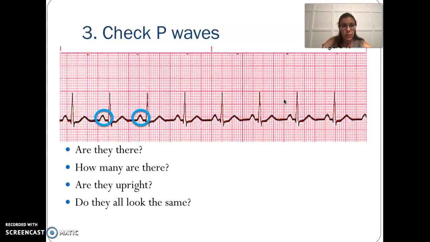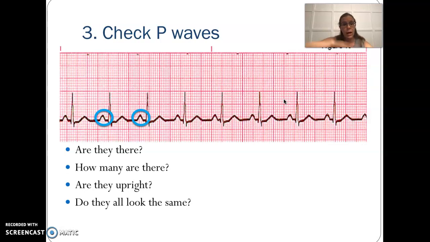The next thing we're going to do is we're going to check out these P waves. So there's a few normal characteristics of P waves, and we want to see those happening. First, are the P waves there? Okay, so there are little happy hills in front of those tall QRS complexes. Are they there? How many are there? There should be one for every QRS complex. Okay, there should only be one P wave for every QRS complex.